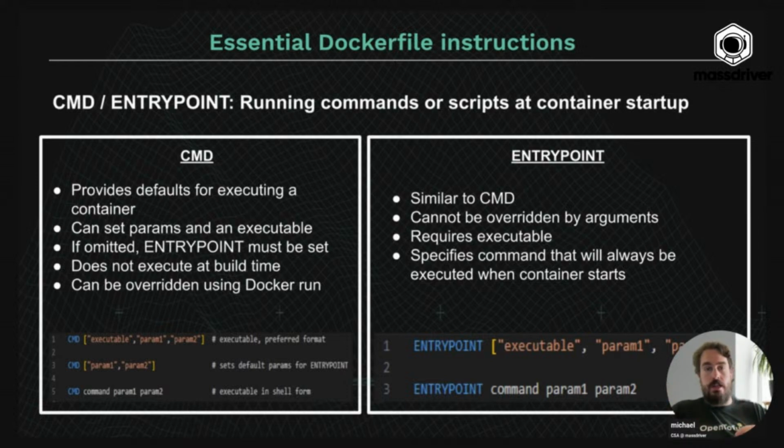ENTRYPOINT, on the other hand, is similar to CMD, but has some key differences. It always requires an executable and cannot be overridden by arguments passed to docker run. The purpose of ENTRYPOINT is to define a command that will always execute when the container starts, regardless of any additional arguments. The breakdown in the slide here highlights these differences and shows both the preferred exec form and shell form for both instructions. Now let's check out an example of a Dockerfile that, when run, will ping localhost in our terminal.